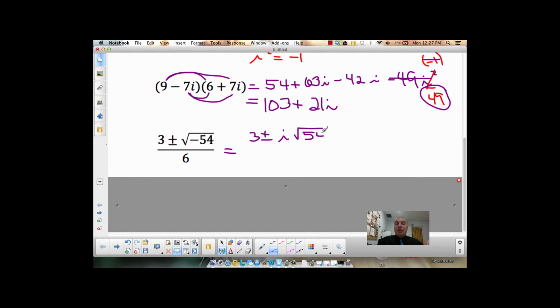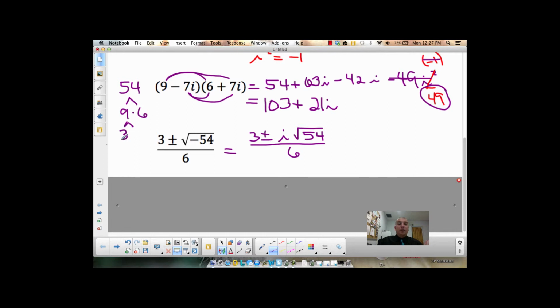And then I can start dealing with 54. But for now, I'm just going to leave it as it is. Alright, so 54. I've got to break down 54. I'm going to just use this little piece over here as a little scrap. Well, we did that one up here earlier, so 9 times 6.